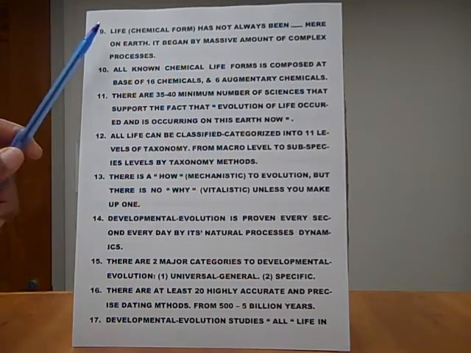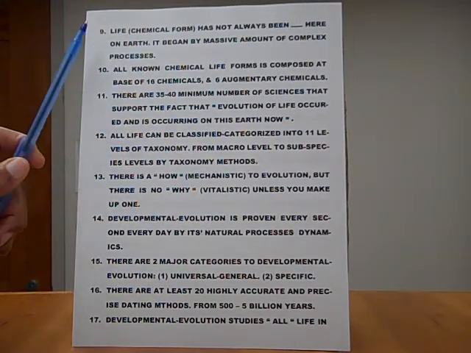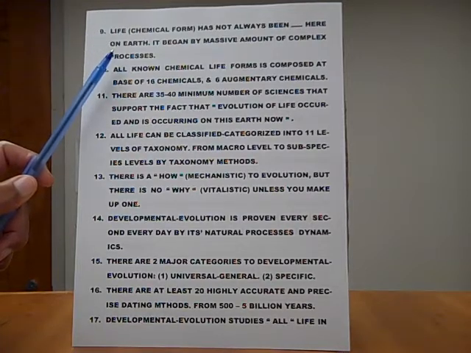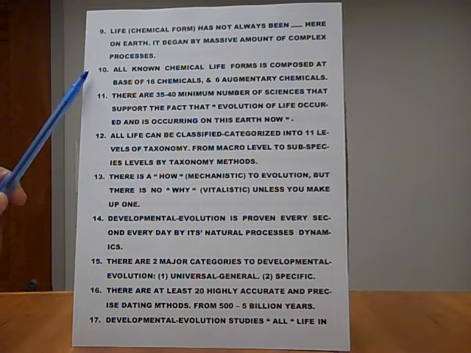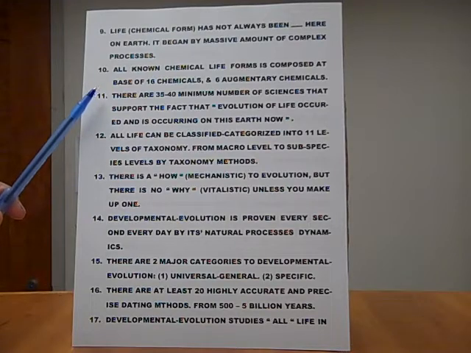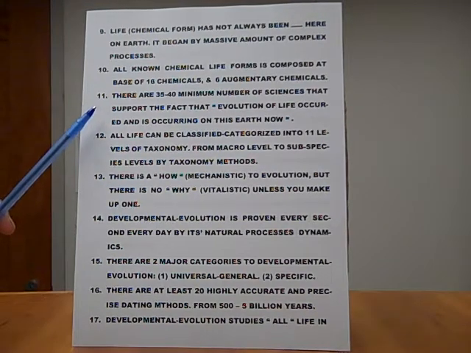Number 9, life, chemical form, has not always been here, on Earth that is. It began by massive amounts of complex processes. Number 10, all known chemical life forms are composed at base of 16 chemicals and 6 augmentary chemicals. Number 11, there are 35 to 40 minimum number of sciences that support the fact that evolution of life occurred and is occurring on this Earth now.